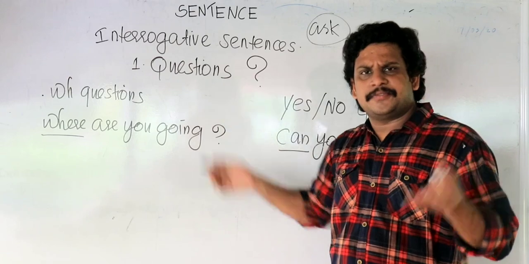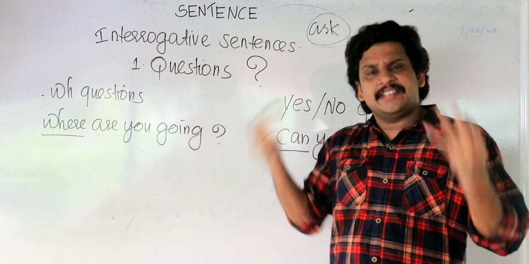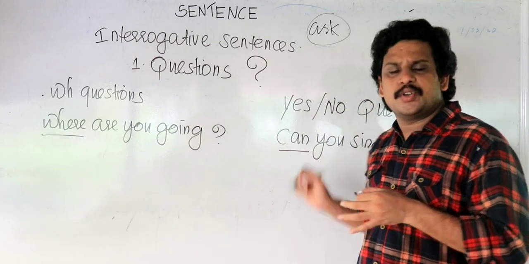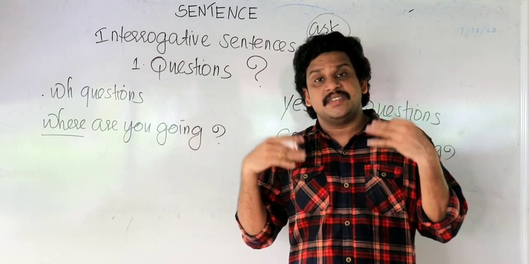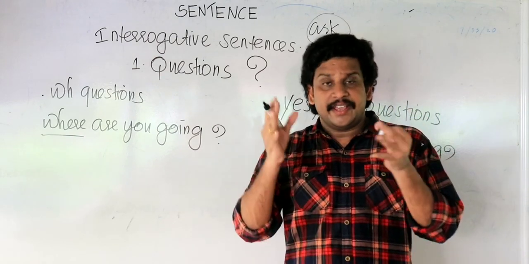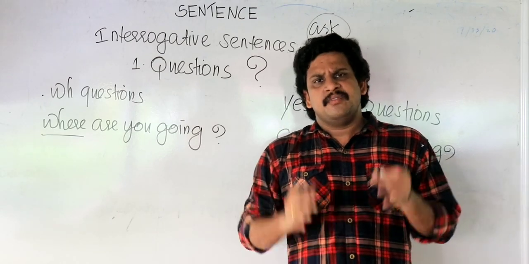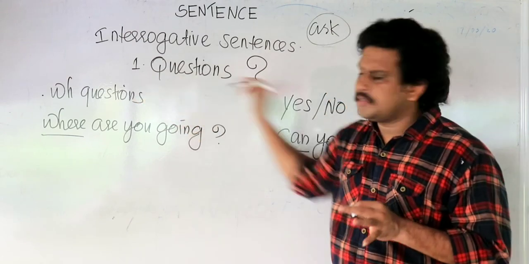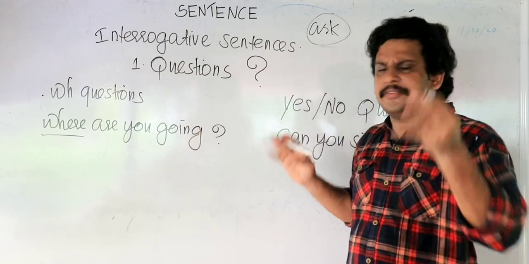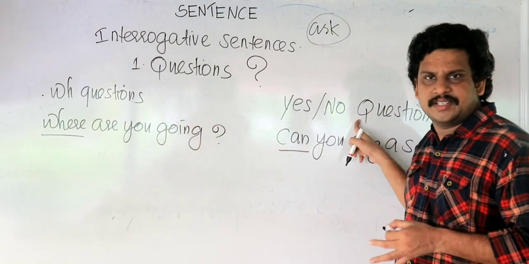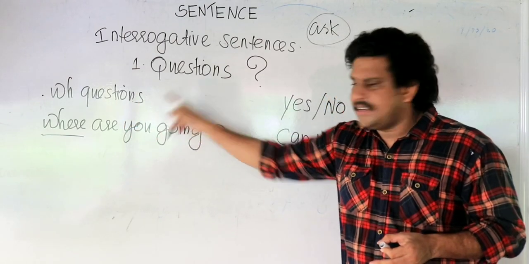There are many types of questions in English: WH questions, yes or no questions, statements with the rising tone used as questions, echo questions. I think 8 types of questions are there in English. But we have to learn mainly 2 types of questions. You all are familiar with these types of questions: WH questions and yes or no questions.